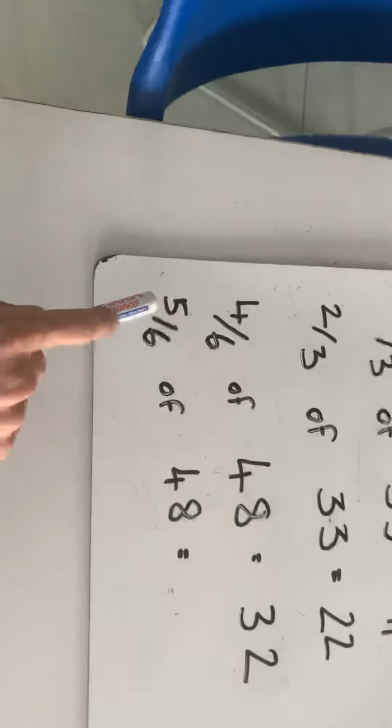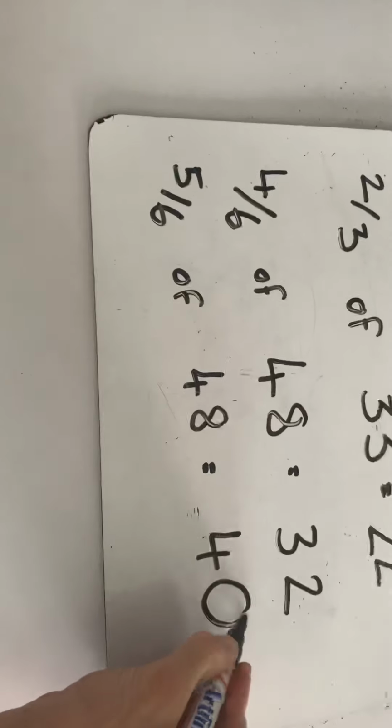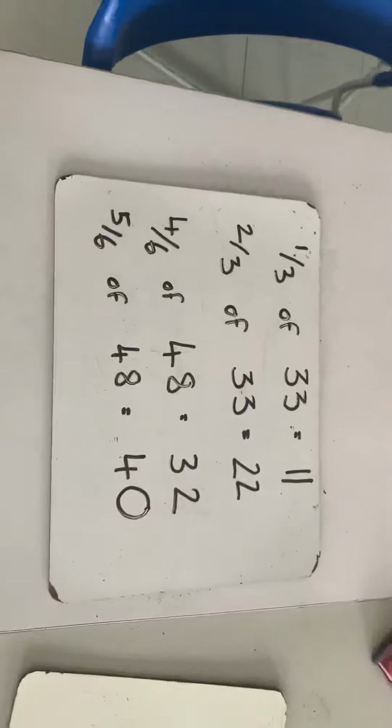But if I had 1 more group, I would need to add on 1 more 8. Let's just add that on there. So 1 more group would make 40. So 5/6 of 48 is 40.